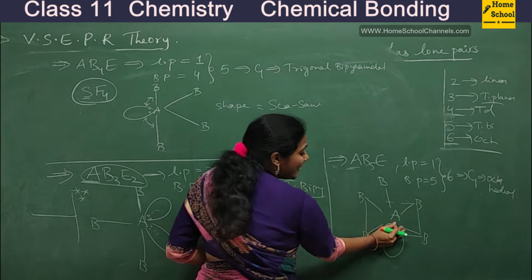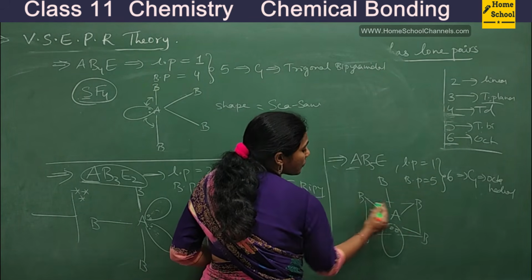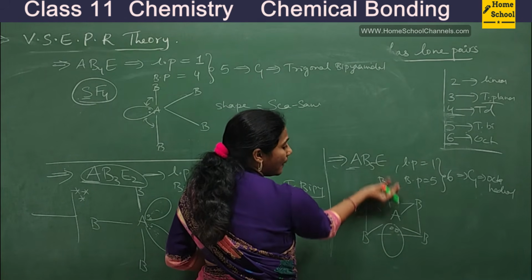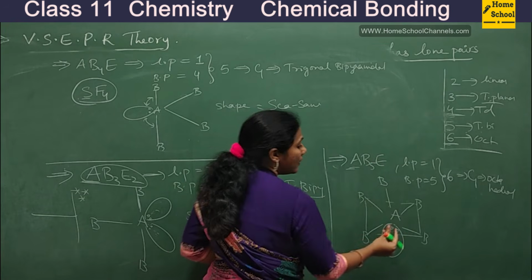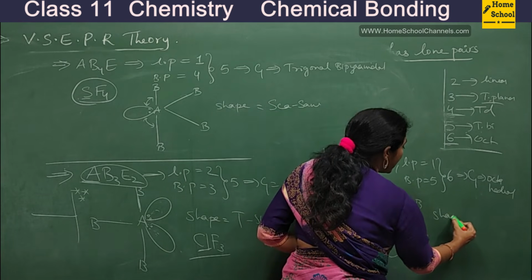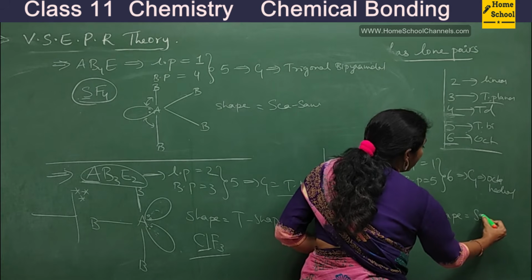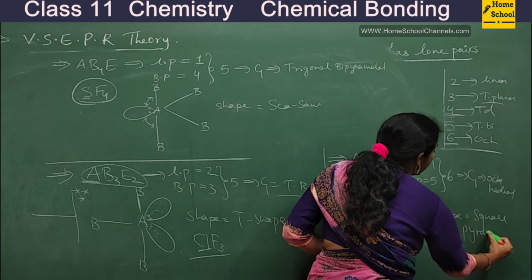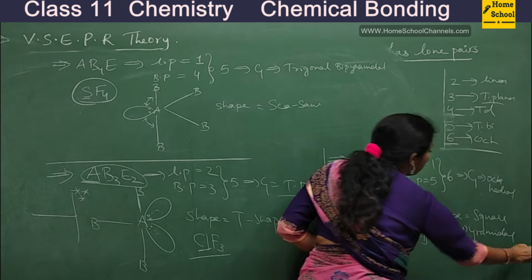So now neglect the lone pair. What is the shape you can give? This is a square and above it a pyramid shape is there, right? So the shape is square pyramidal. Square pyramidal. Okay, this is called square pyramidal.